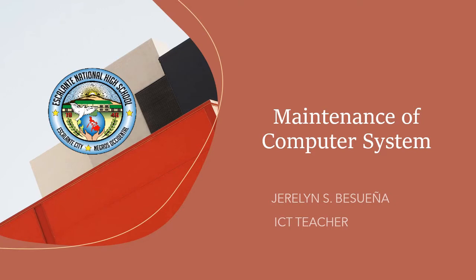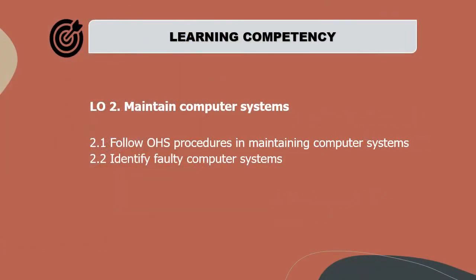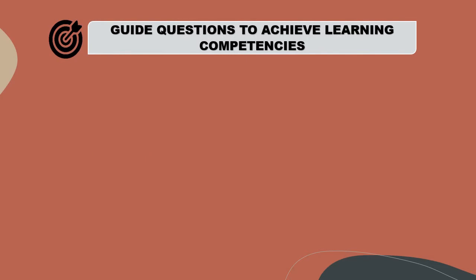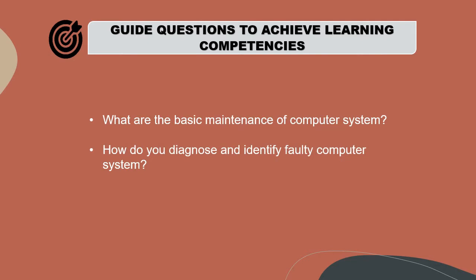For week 5, your topic is about maintenance of computer systems. Your learning competencies are: follow OHS procedures in maintaining computer systems and identify faulty computer systems. To guide you along with our discussion, here are questions for you. What are the basic maintenance of computer systems? How do you diagnose and identify faulty computer systems?